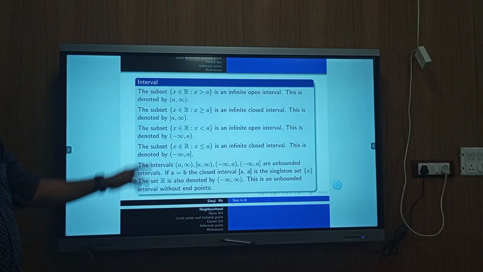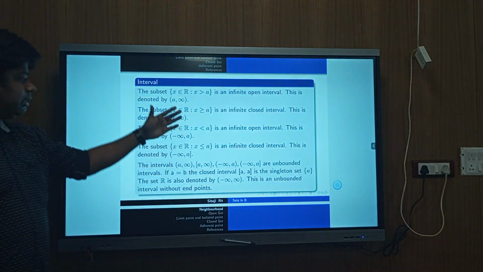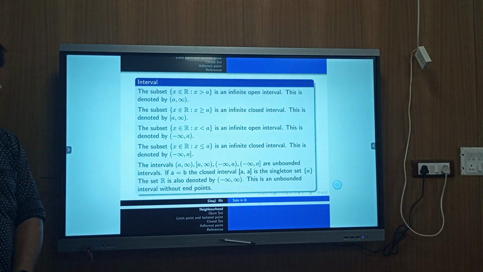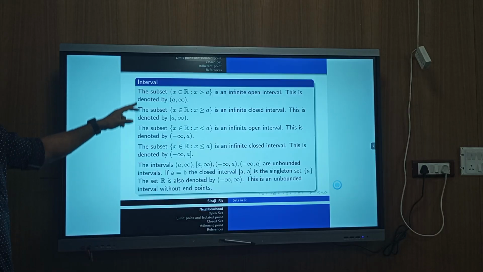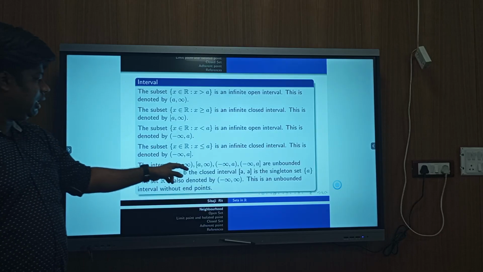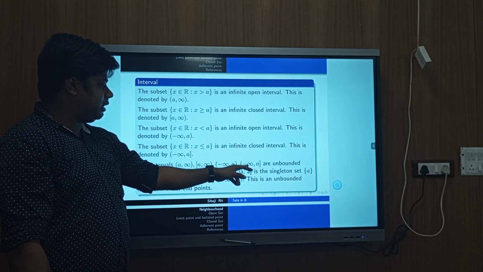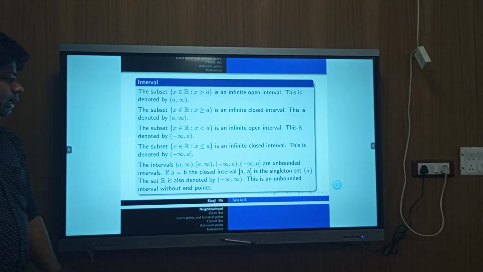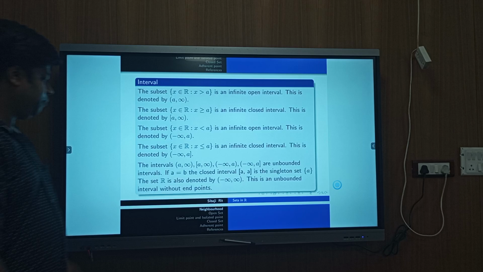The subset {x belongs to R: x less than a} is an infinite open interval. Similarly, {x belongs to R: x less than or equal to a}, where a is a real number, is a closed interval. These four intervals are unbounded intervals, denoted by (a, infinity), [a, infinity), (minus infinity, a), (minus infinity, a]. If a equals b, then the closed interval is a singleton set. This is the singleton set defined here.